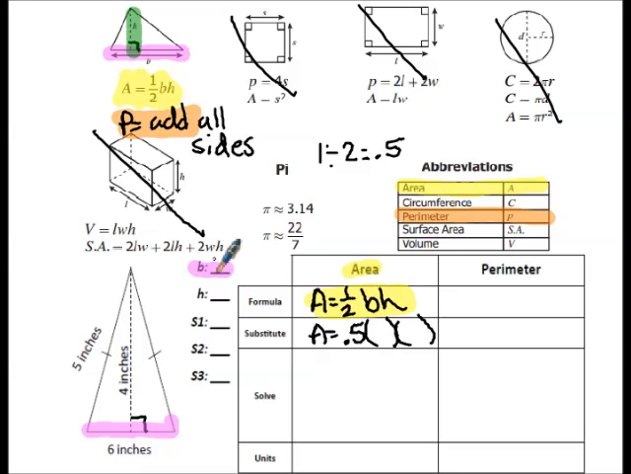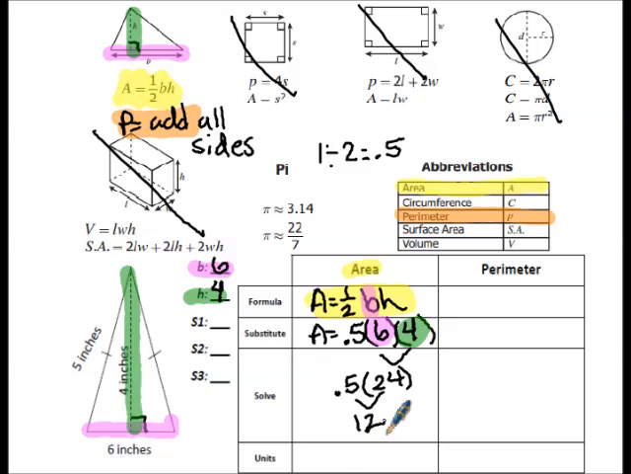So in my formula, I'm going to replace the B that stands for base with what it's equal to, and the base, in this particular triangle, is 6 inches long. Now the height is the distance from the base to the top of the triangle. So that's not actually part of the triangle, it's just telling you how tall the triangle is. And the height in this formula is equal to 4. Now if we do 6 times 4, we get 24. And if I take half of 24, I'll get 12. So I have 12 inches, but area means I'm covering something with squares, and that's going to be 12 inches squared.